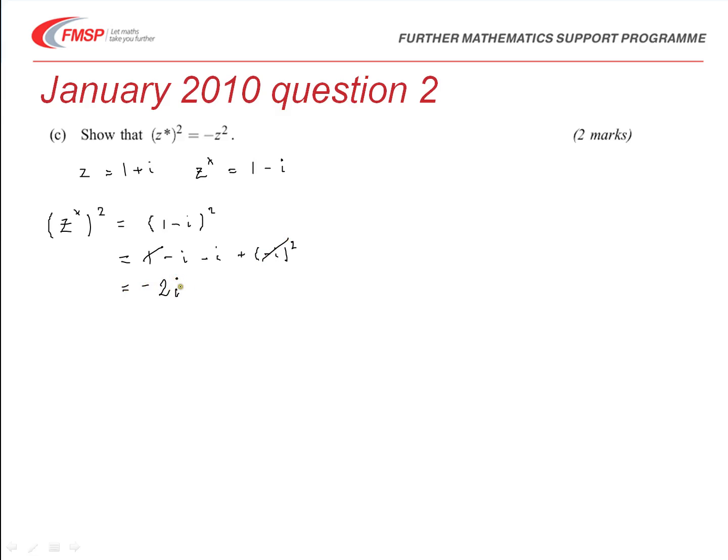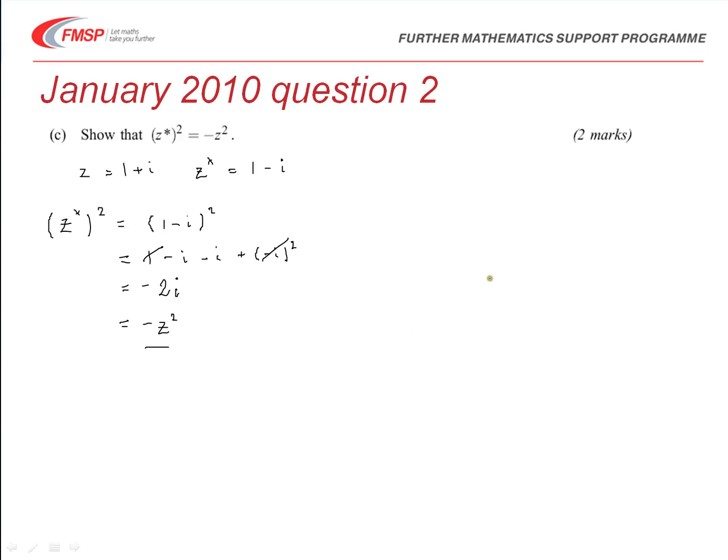But we've just shown that z squared was equal to 2i, and so by using that answer from part A, we can say that this is the same as minus z squared, and hence the result we require.